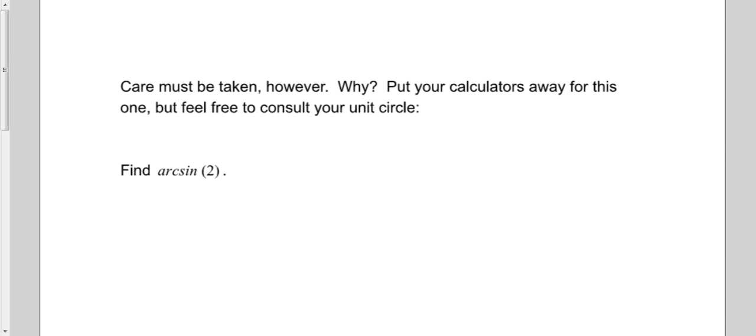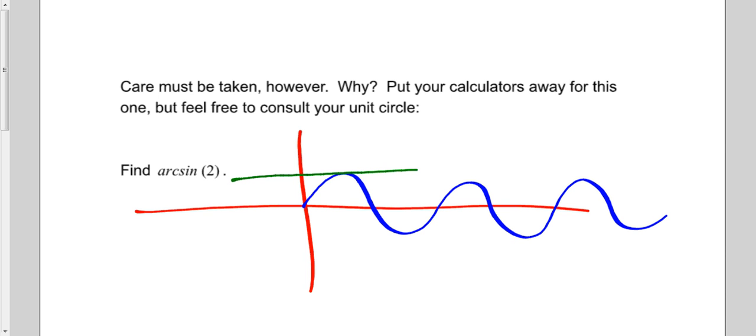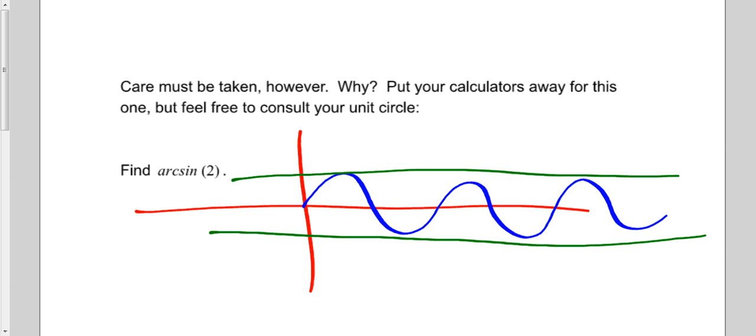What happened? Domain error. Why is that? Let me sketch out sine. What's the top? The max is 1, and the minimum is -1. So if I want to find something out here, what angle produces that?